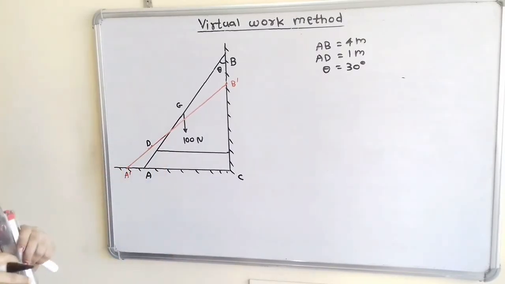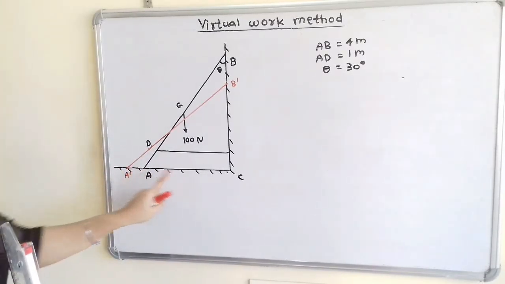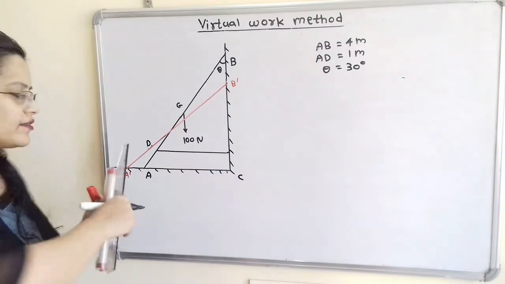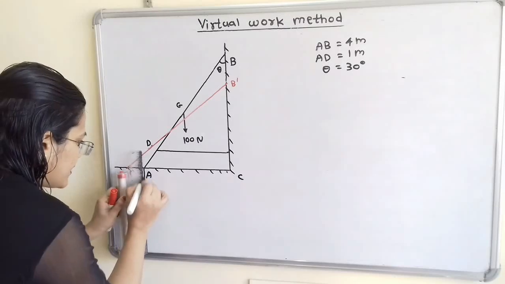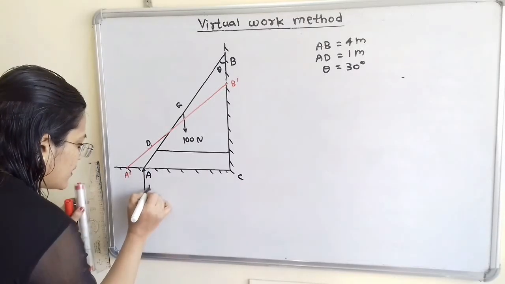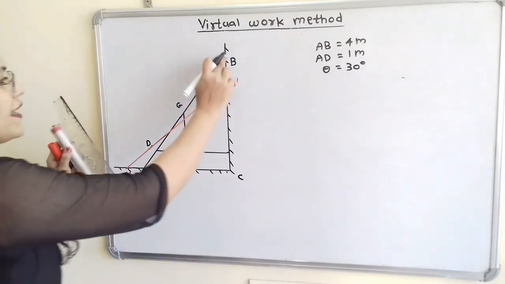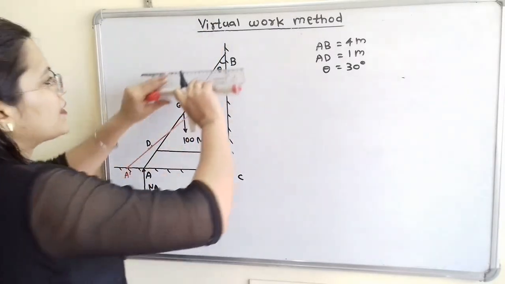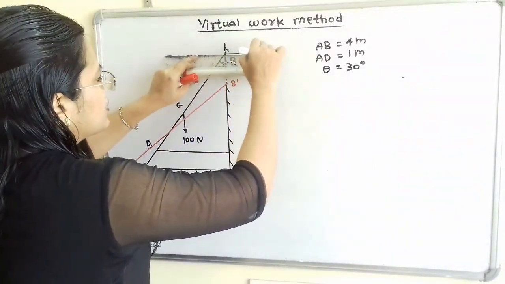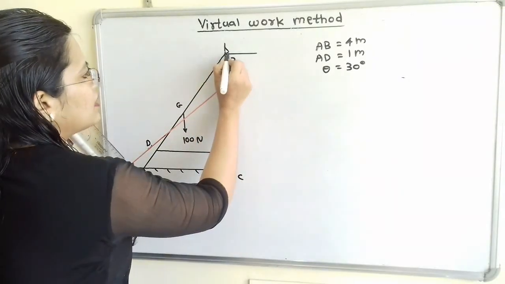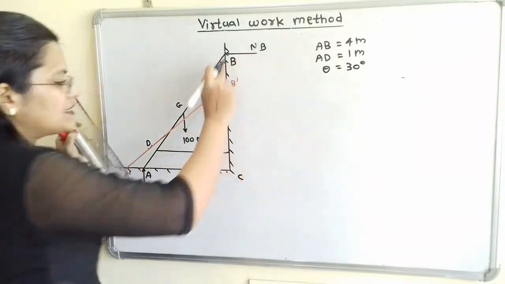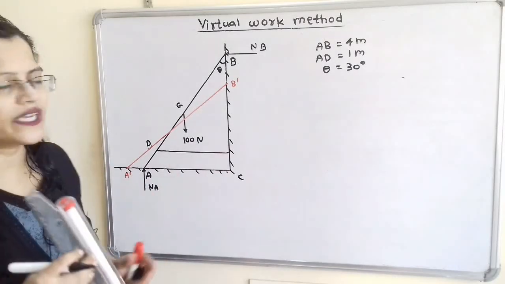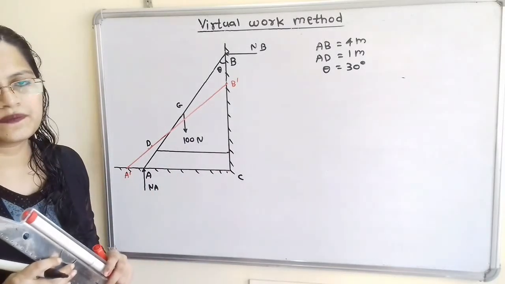Now if we observe, point A is in contact with the horizontal fixed surface, so we have to show the normal reaction at point A. We will draw one vertical line, that is NA, and in the same way point B is in contact with the vertical fixed surface, so the normal reaction NB is the horizontal line. The surfaces given are smooth, that means there is no friction.